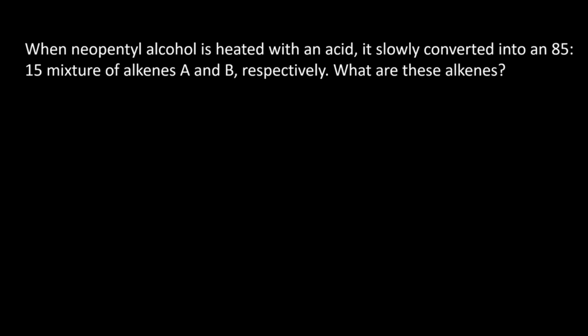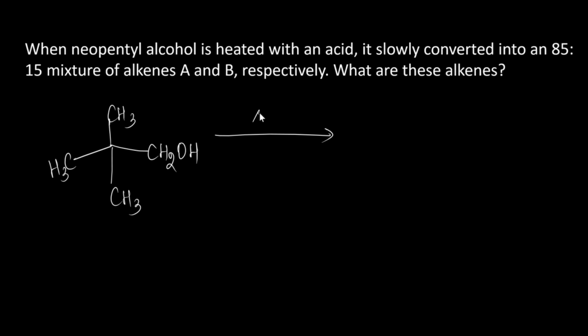When neopentyl alcohol is heated with an acid, it's slowly converted to an 85:15 mixture of alkene A and B respectively. So first, let's take a neopentyl alcohol. Neopentyl means all 4 hydrogens of methane are occupied by the R group, right? So here I have CH2OH and the remaining CH3. Heated with an acid, obviously that will be H2O elimination. First, protonation happens in the presence of acid. So OH will get eliminated from the compound. Remaining, what do I have? CH2 with plus charge, correct?